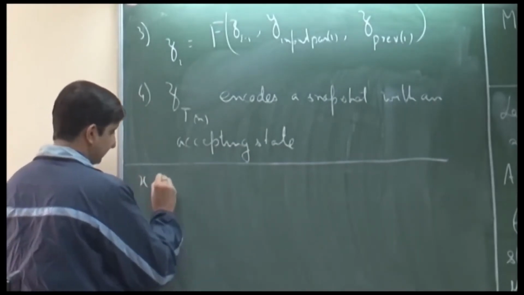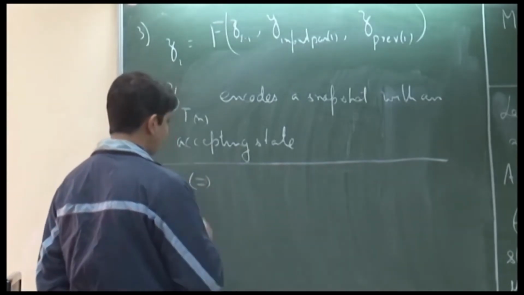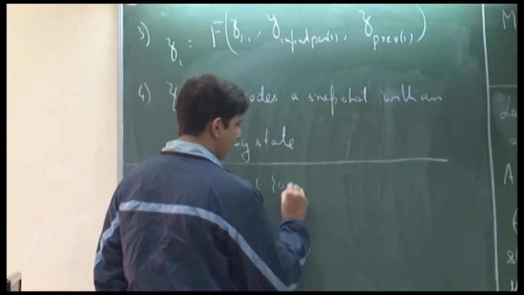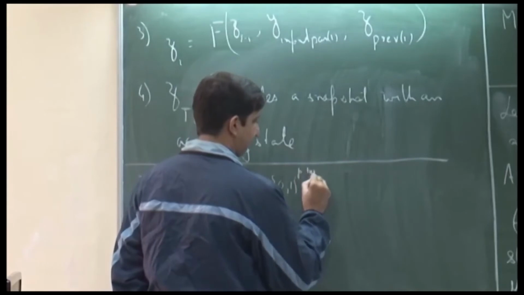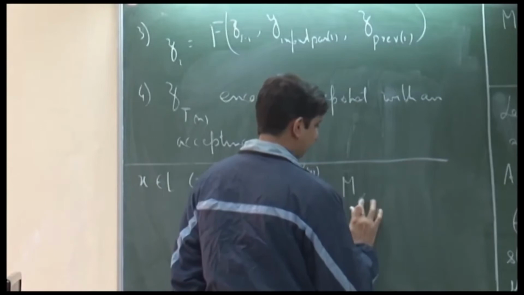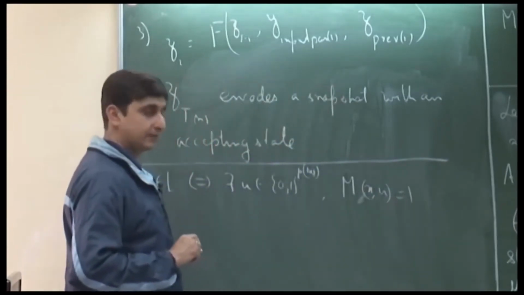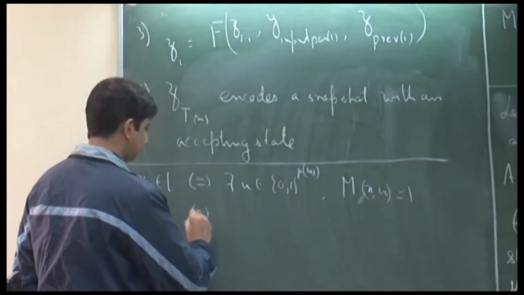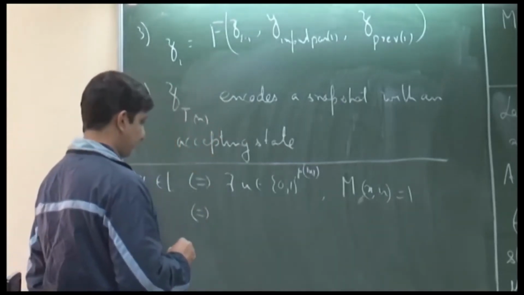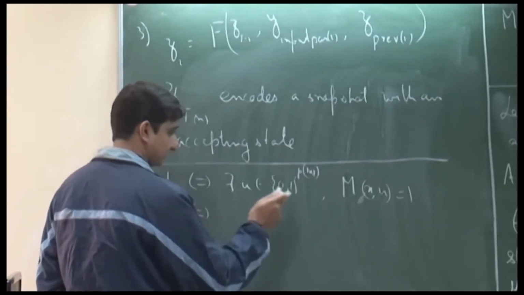So, if x were to be in L, so x is in L if and only if there exists a string u such that M of x comma u is equal to 1, and this is true if and only if there exists a sequence of snapshots of this machine.